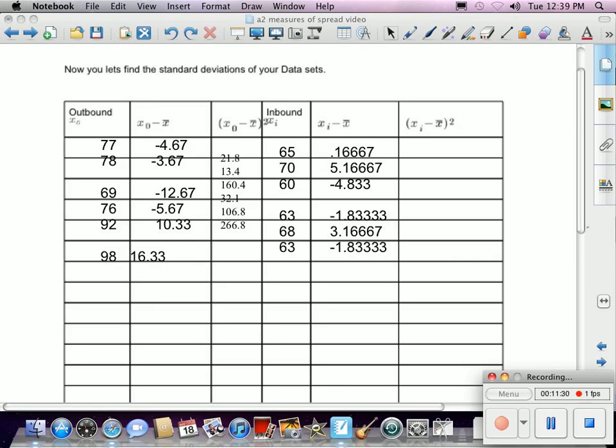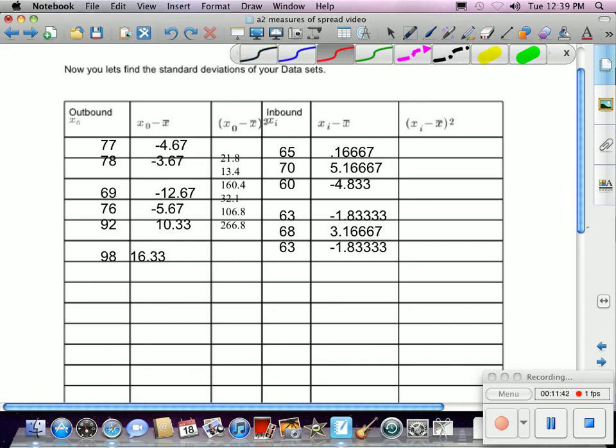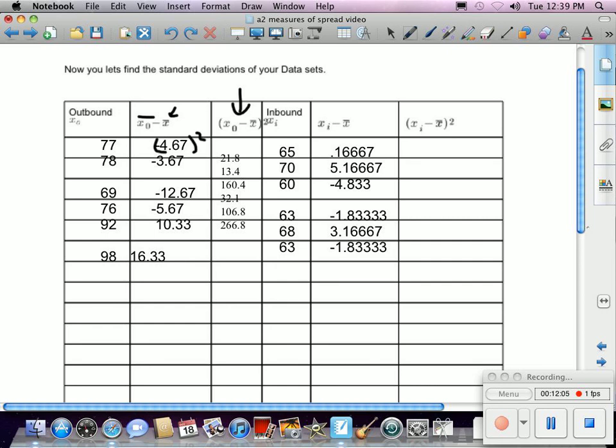All right, so now let's find the standard deviation of our data set. So what I've done here is I've brought in my data, and you can fill this in too. And then I brought in my deviations, which is the data point minus the mean that we found on the other page. And I brought that information over here. Then this column is the square of that deviation. So in other words, negative 4.67 squared is 21.8, and so on down the line.